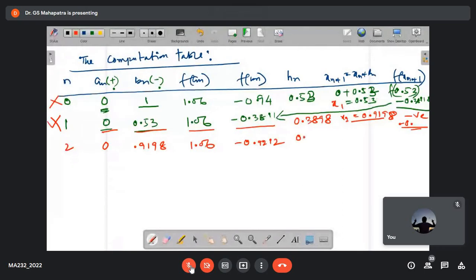0.3585. Is it negative or positive? Positive. Okay. So now 0.385. I see. X1 is 0, X2.